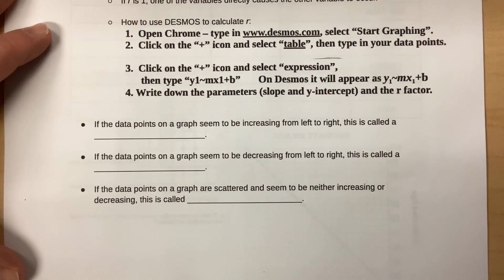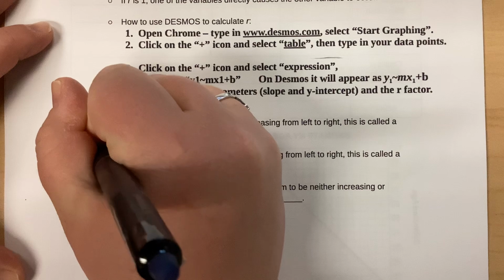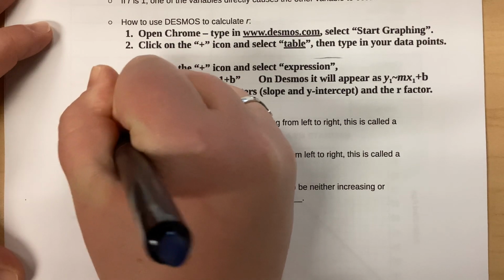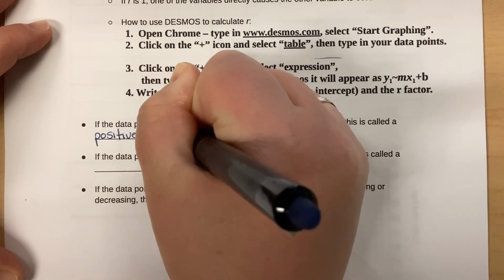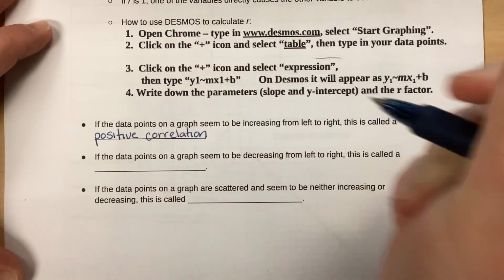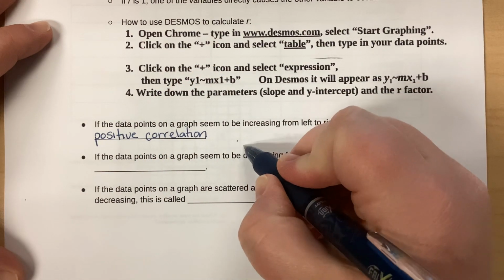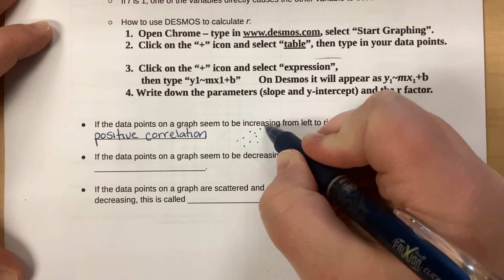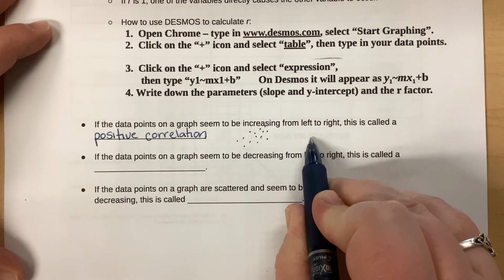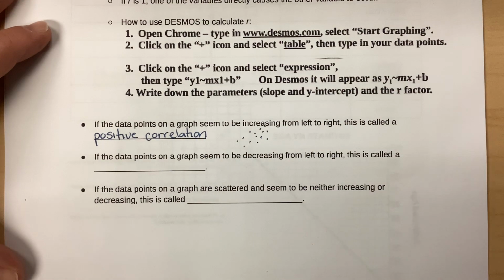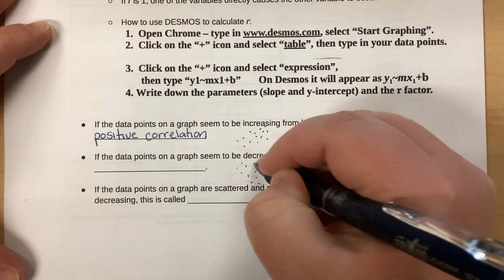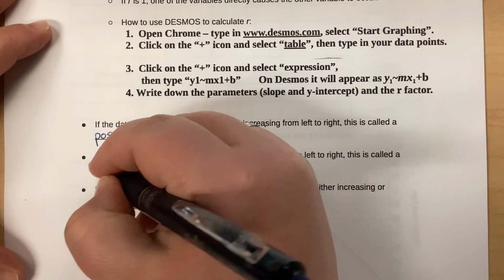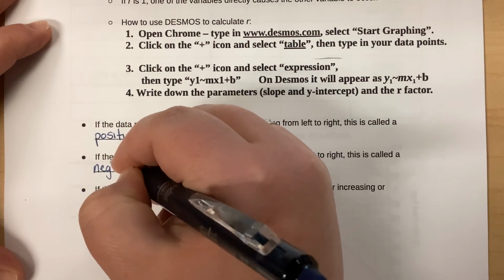If the data points on a graph seem to be increasing from left to right, this is called a positive correlation. So all that means is even though the dots are not in a straight line, if they seem to be increasing as you look from left to right, then that is a positive correlation. If they're going down from left to right, that is a negative correlation.